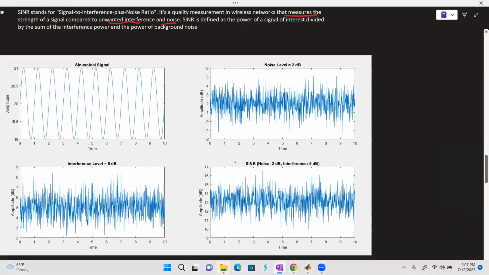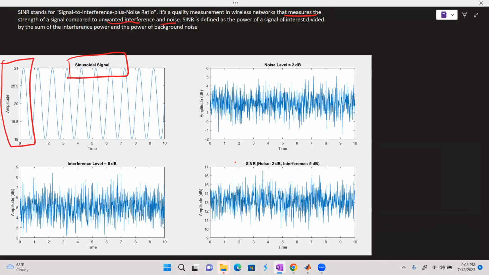So now let's imagine that this is another MATLAB signal that I've generated to explain this concept. A base station that we spoke about will be sending sinusoidal signals. Everything in telecommunications is a sinusoidal signal. So it sends the sinusoidal signals with this particular amplitude here. It goes from 19 to 21 dBm. Now, the noise level in this case is 2 dB. Interference is 5 dB. What is interference?